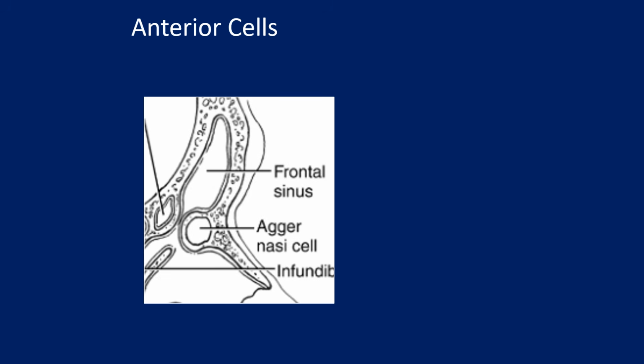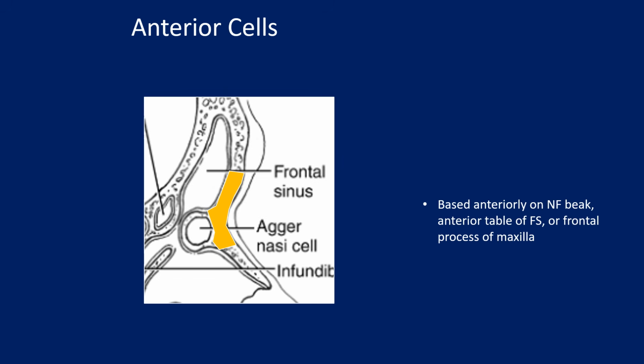All right, so let's go through how we name these cells. Anterior cells are based along either the nasofrontal beak, anterior table of the frontal sinus, or a frontal process of the maxilla.